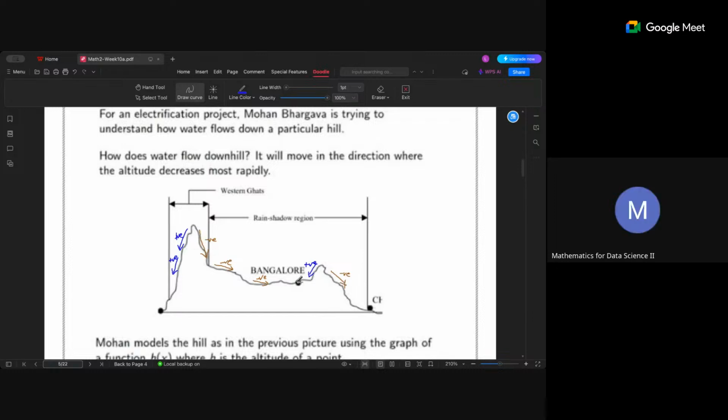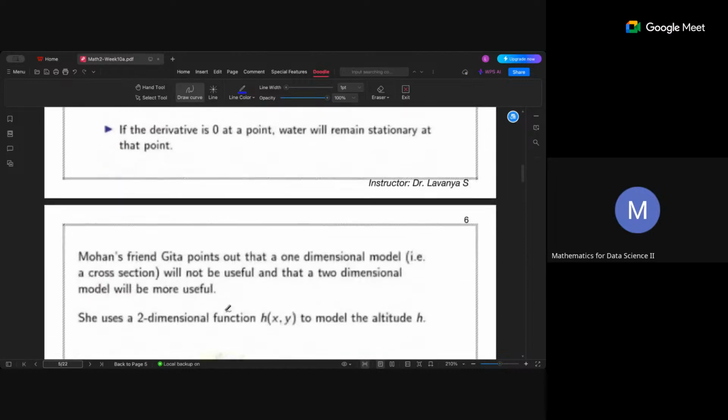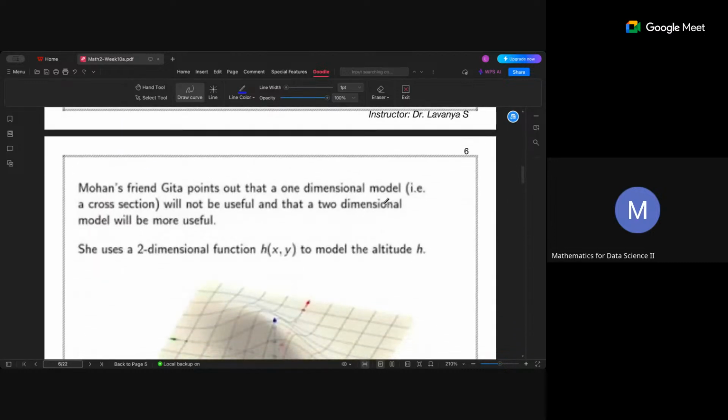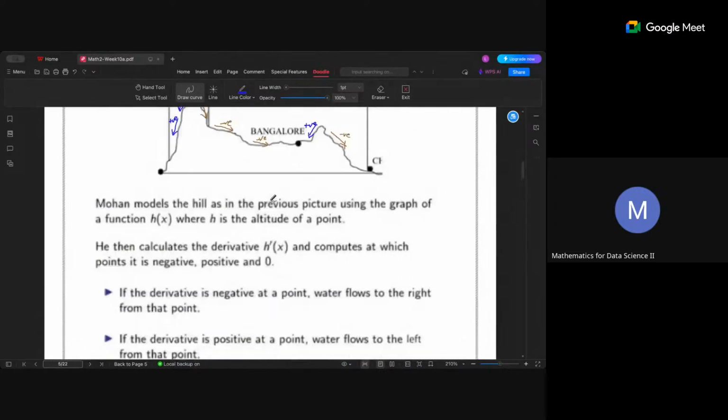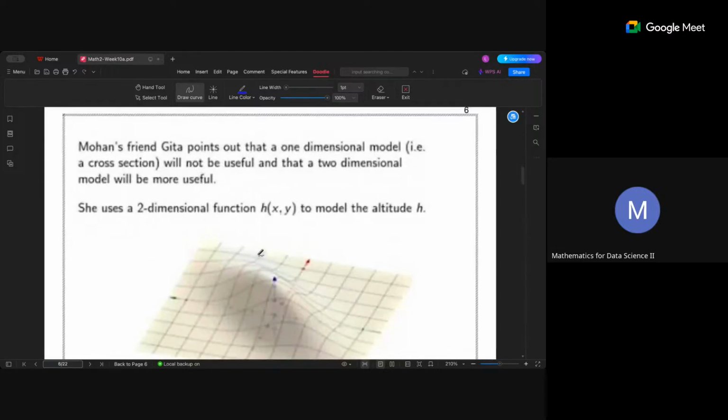So for negative slope, the water is going towards right, and for positive slope, the water is going towards left. This is what he observes. But then Mohan's friend Geeta points out that a one-dimensional model will not be useful, right? Because it is just going to be some cross section, the intersection of the original picture with the plane. What is actually needed is a two-dimensional function h of x comma y to model the altitude h. So to model the mountain, you need a two-dimensional function. So she is considering h of x comma y, right?